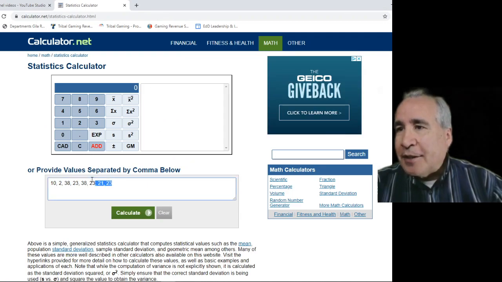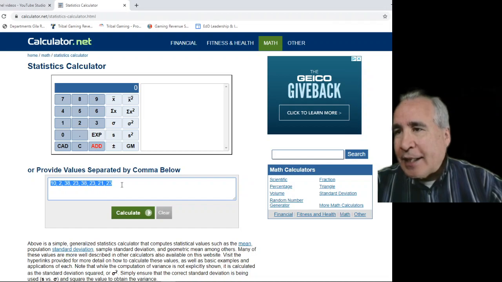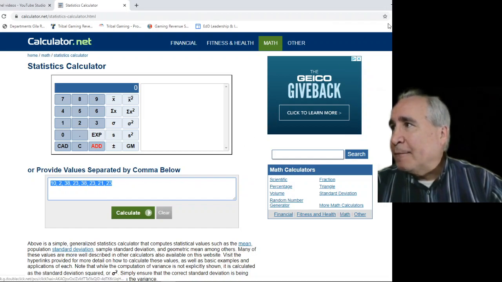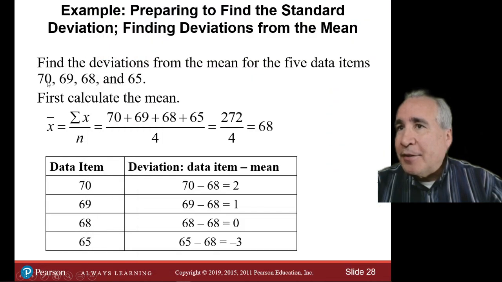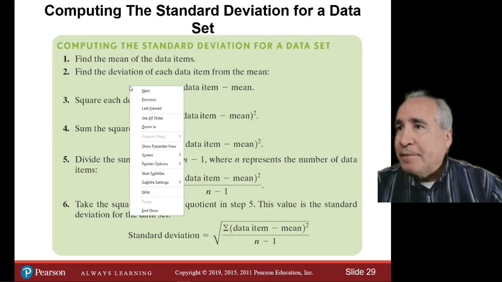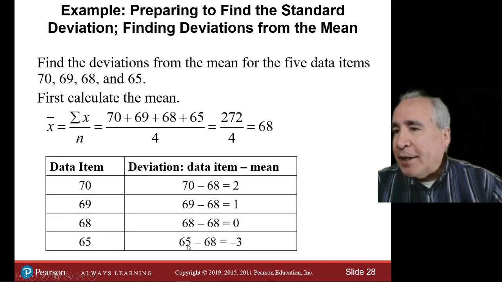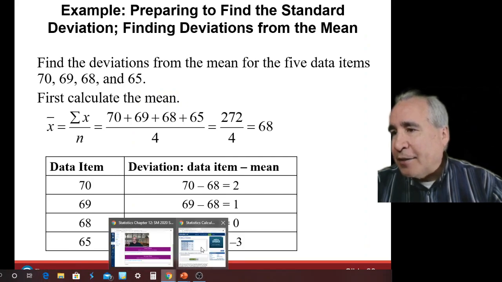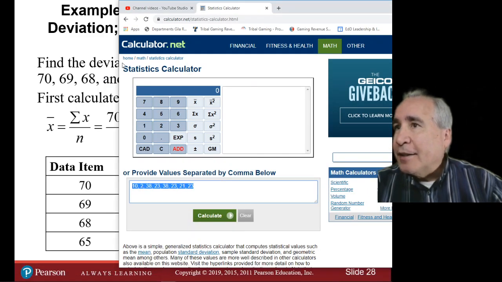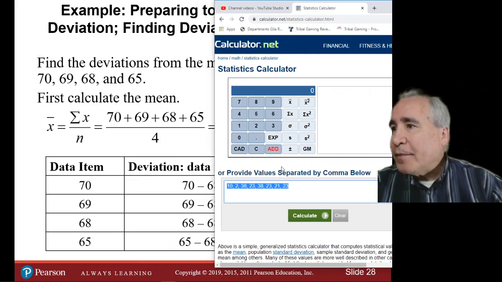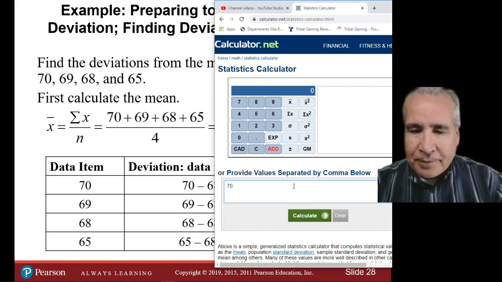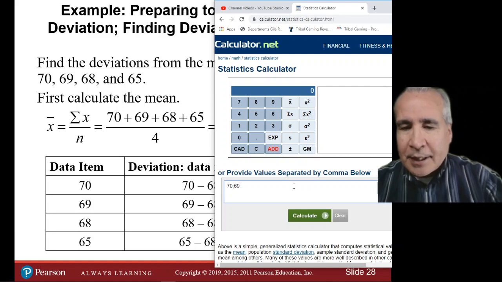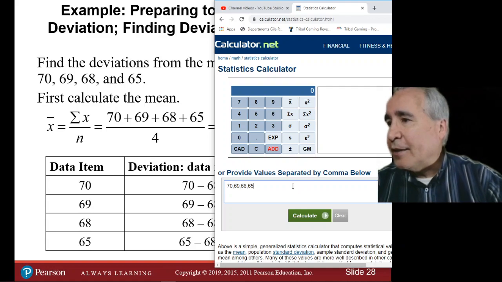So what we can do here is copy and paste our data in. So I'm going to come here. Let's see how this works. I'm going to see, will it let me, because I'm in here, but it won't let me copy it. So I can enter them. Let me make this a little bit smaller. So watch, we're going to put in 70, comma, 69, comma, 68, comma, 65.